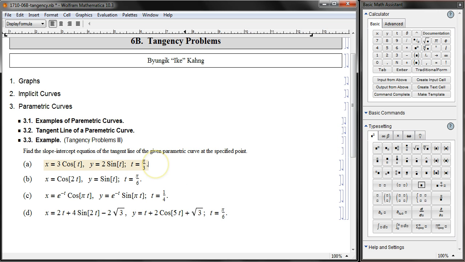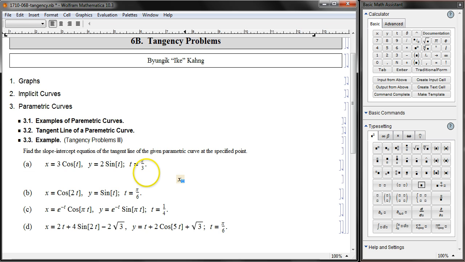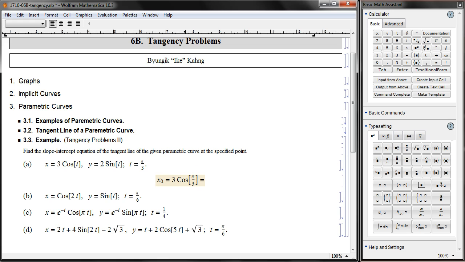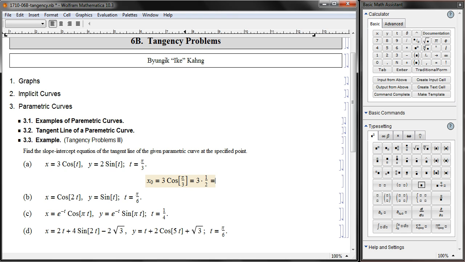Well, here's an example. x is 3 cosine of t, y is 2 sine of t, evaluated at t equals pi over 3. Alright, what is x0? It is 3 cosine of pi over 3, isn't it? And you can calculate it. It's 3 times what is cosine of pi over 3? That's 1/2. So it's 3/2.